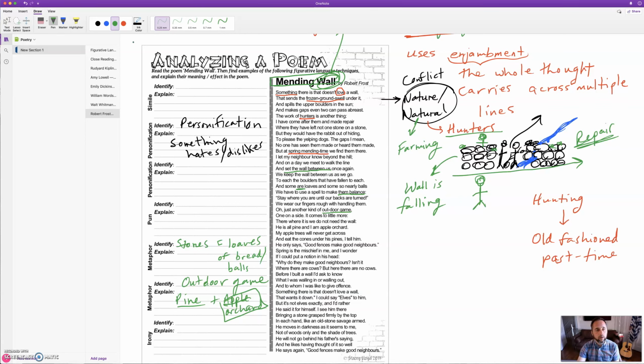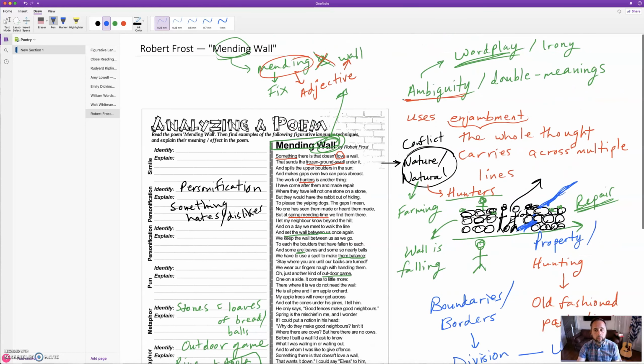We have the issue of property. We have the issue of boundaries and borders. And part of boundaries and borders is division. But on the opposite side, we have this idea of unity, because they're coming together to fix the wall. So that goes back to the ambiguity we mentioned and the double meanings. So we'll come back to this in more detail in the next video.